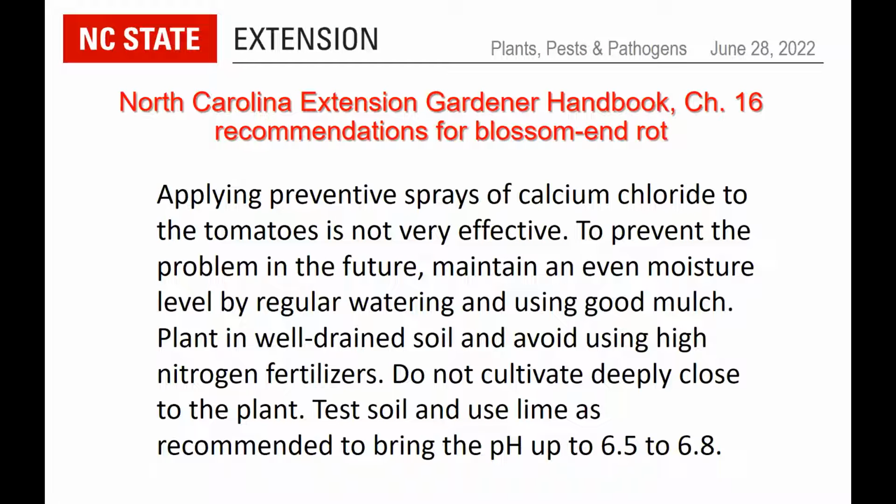So applying preventive sprays of calcium chloride to the tomatoes is not very effective. To prevent the problem in the future, maintain an even moisture level by regular watering and using good mulch. Plant in well-drained soil and avoid using high nitrogen fertilizers. Do not cultivate deeply close to the plant. Test soil and use lime as recommended to bring the pH up to 6.5 to 6.8.